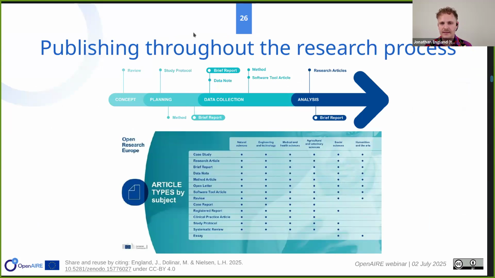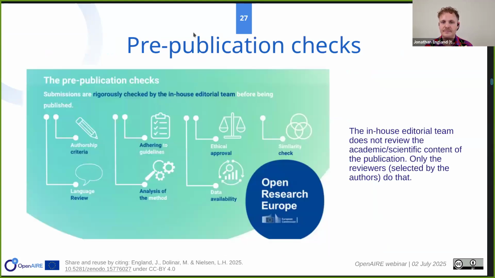An important thing that the European Commission highlights is that it is multidisciplinary. So it is really for everyone, for any type of research field, and it's throughout the research process. So you have a lot of different types of articles that you can publish. One thing that they don't have, just for your information, is monographs. This is something that they don't yet publish through Open Research Europe.